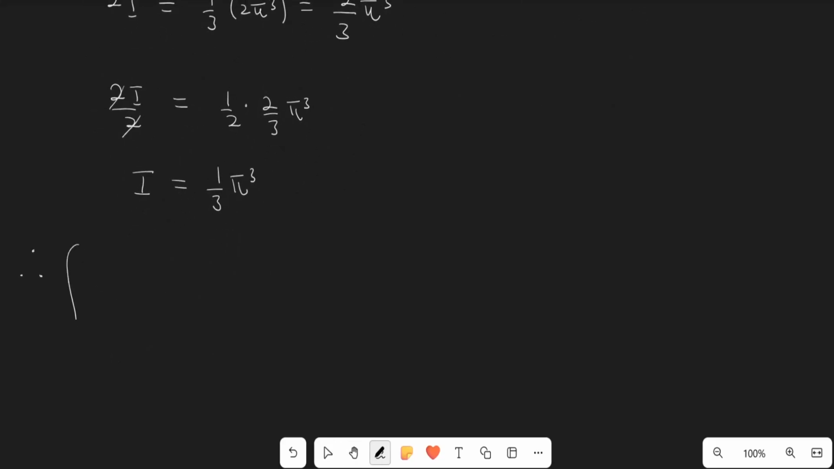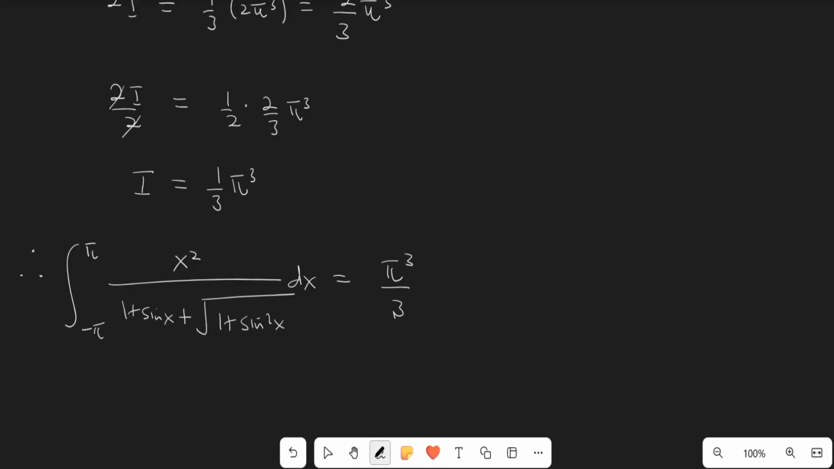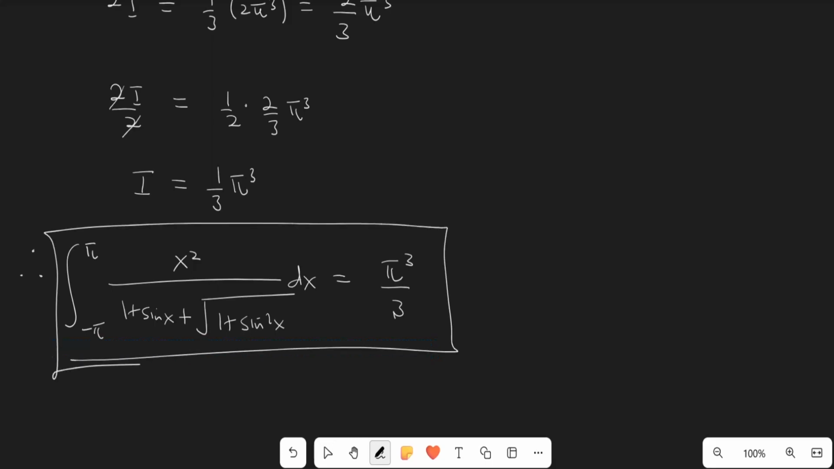Therefore, if you integrate, that is the integral from negative pi to positive pi of x squared divided by 1 plus sine of x plus the square root of 1 plus sine square x dx, this one evaluates nicely to pi cubed over 3. So this one, ladies and gentlemen, is the value of our beautiful integral.